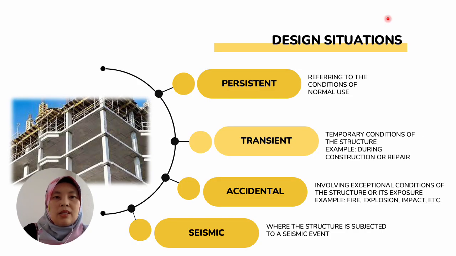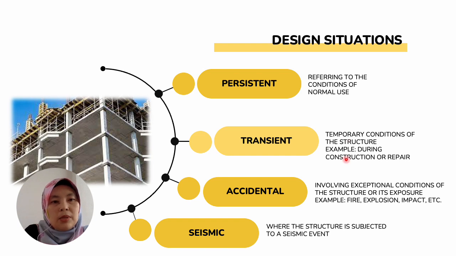So the next one is with regards to the design situations. We have 4 design situations that we have to look into in the design process. The first one is persistent, the second one is transient, the third one is accidental, and the fourth one is seismic. For persistent, it is referring to the conditions of normal use. So usually in the design process, we are going to opt for persistent. This is the normal condition.